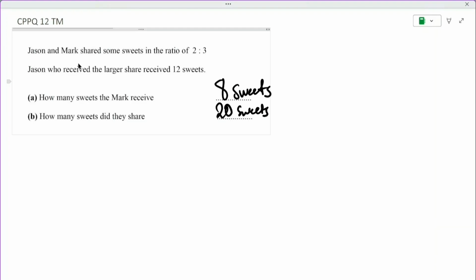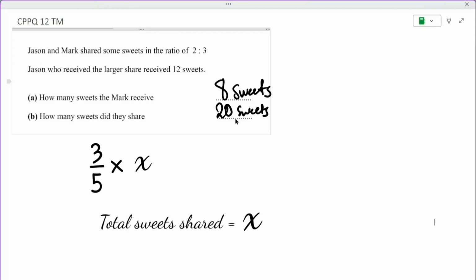Also note that this question can be solved the traditional way, or what we can describe as the traditional method. Solving a ratio question the traditional way means you have to add, like in this case, the two ratios. That's 2 plus 3, that's 5. Then for Jason, you take his own ratio, which is 3 in this case, because he received the larger share. That will be 3 over 5 times the total number of sweets they shared should equal the number of sweets he received. Let's just solve so you can better understand.